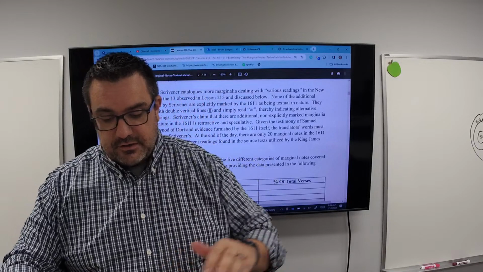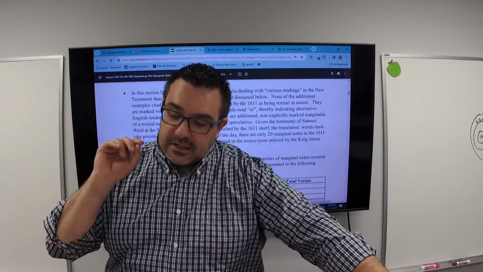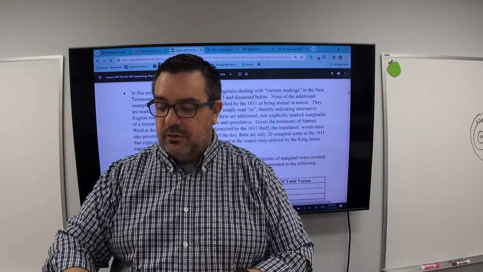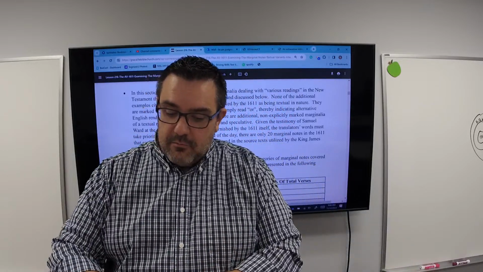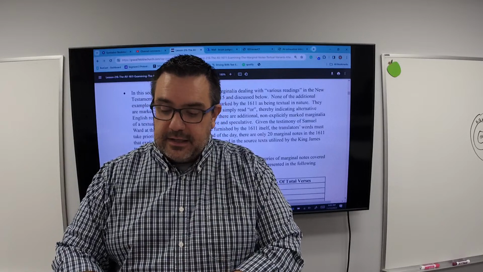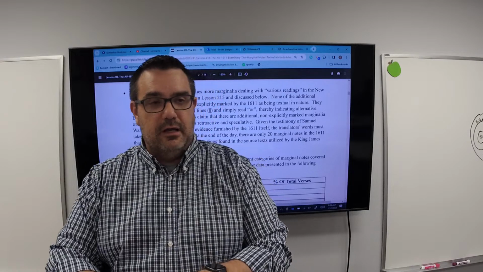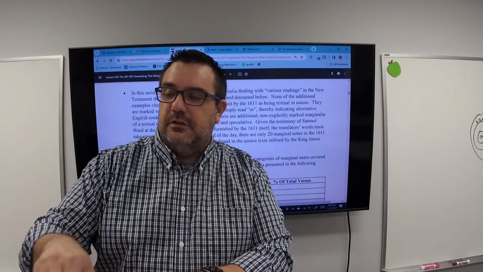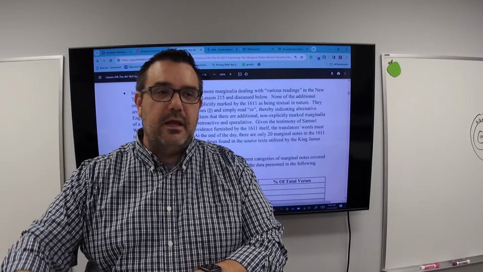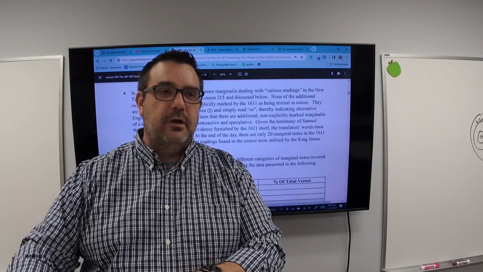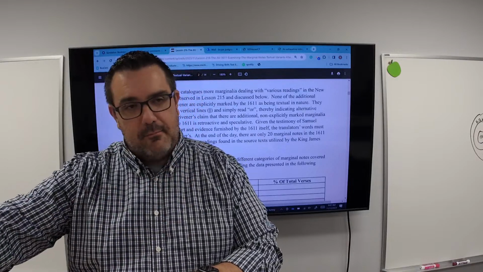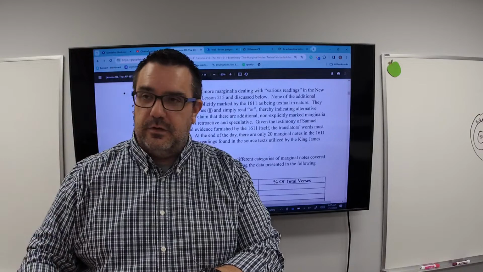None of the additional examples cited by Scrivener are explicitly marked by the 1611 as being textual in nature. They are marked with double vertical lines and simply read "or," thereby indicating alternative English renderings. So they are not explicitly marked with one of those 5 forms on the previous page. Some read, some copies read, Greek copies, ancient copies. There are only 20 in the whole Bible that are marked that way, 13 in the New Testament.